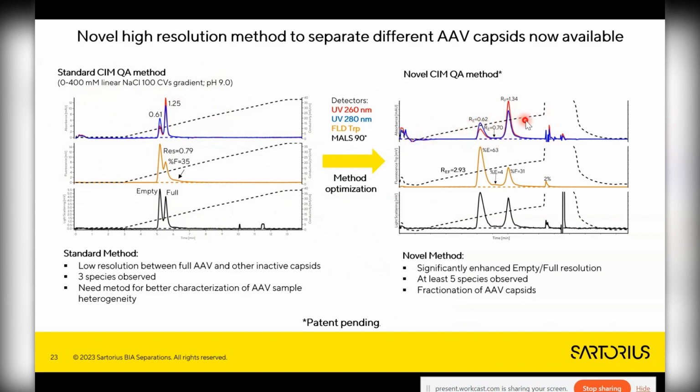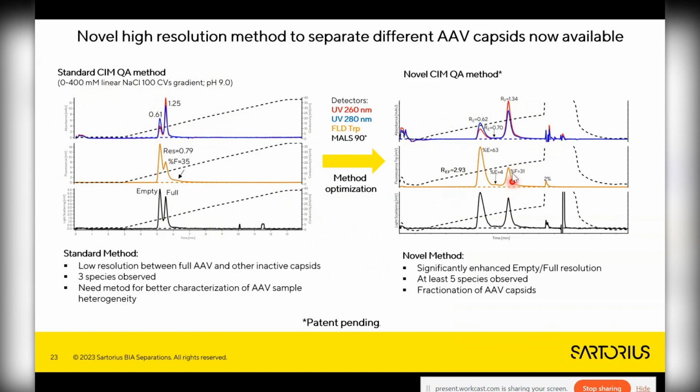I'm always showing linear gradient because linear gradient is most straightforward. If you do step gradient and try to show something in step gradient, you can easily show this separation far better. But nobody really knows how much of the empty is in the full and vice versa. So when we develop the methods, we always start with linear gradient, and then if need be, because manufacturing might not like to use linear gradients, we can then turn this to a step gradient. But whatever we do, we first use the linear gradient.